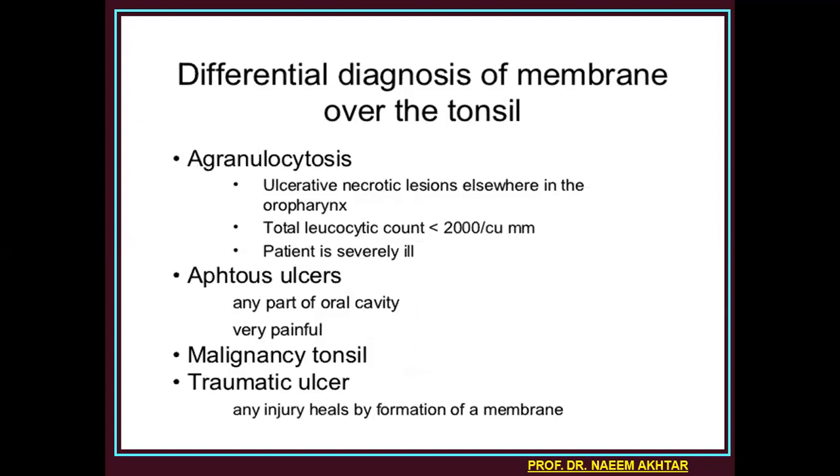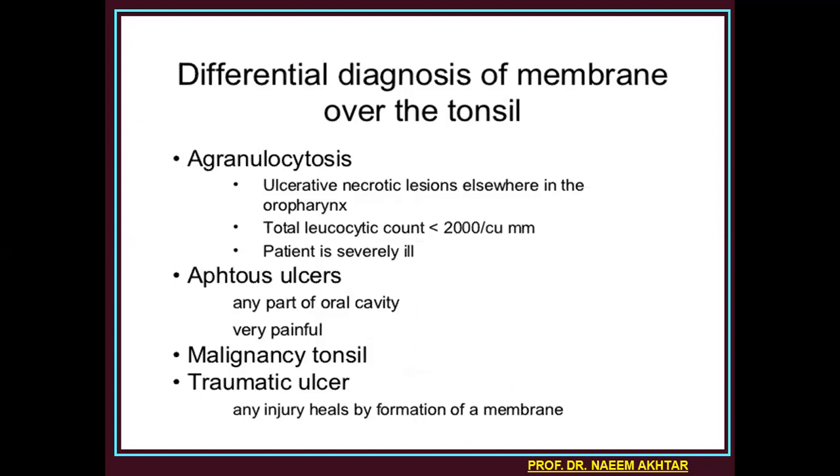Agranulocytosis. In this disease, there will be ulcerative necrotic lesions elsewhere in the oropharynx. The total leukocyte count is less than 2000 per cubic millimeter, and the patient is severely ill. In aphthous ulcers, any part of the oral cavity can be affected, and the ulcers are very painful and appear on the movable parts of the oral mucosa.